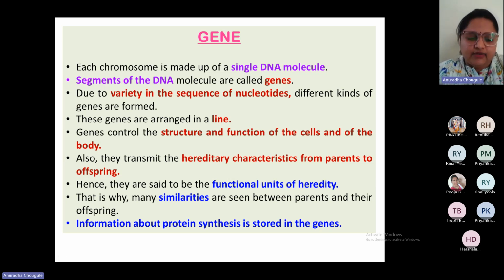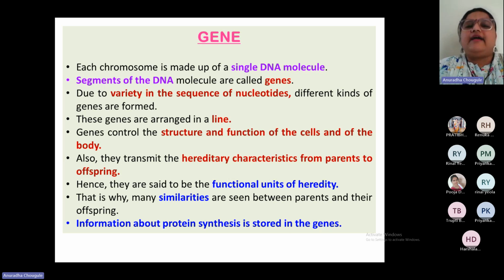Now only I told about this. Variety of the sequence of nucleotides. Each chromosome is made up of a single DNA molecule. Segments of the DNA molecule are called genes, and due to variety in the sequence of the nucleotides, different kinds of genes are formed.